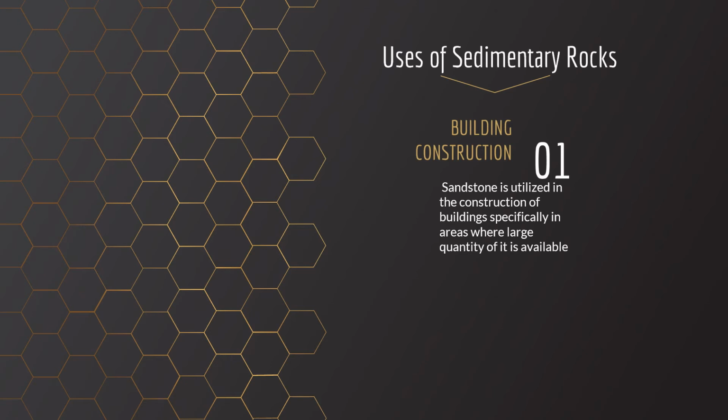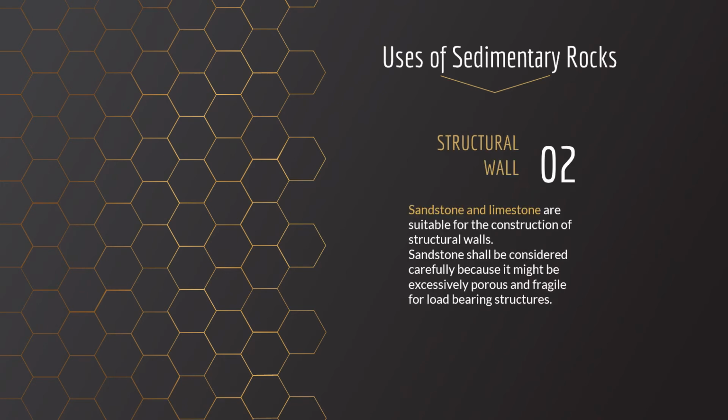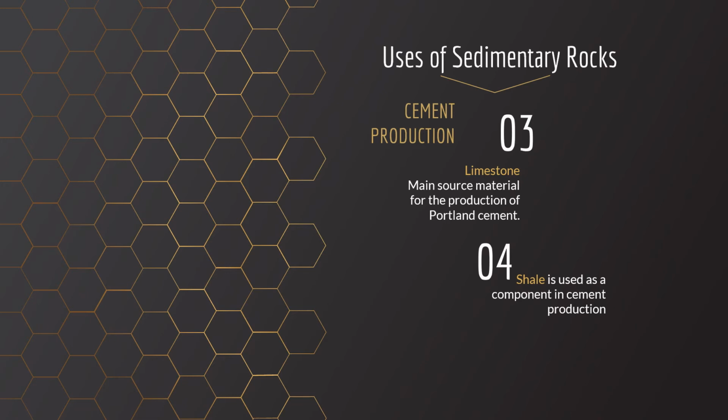Another use can be for structural walls. So both sandstone and limestone are suitable for the construction of structural walls. Nonetheless, sandstone shall be considered carefully because it might be excessively porous and fragile for load-bearing structures. As I've mentioned, some of the sandstones earlier can be excessively porous. And then another use is for cement production. So limestone is the main source material for the production of Portland cement, but shale can also be used as a component in cement production.